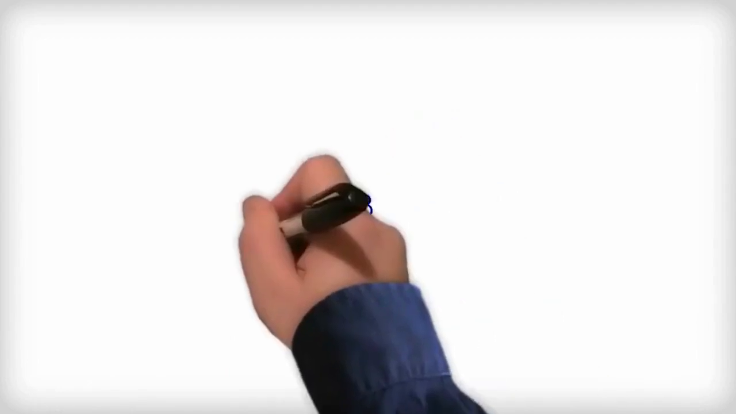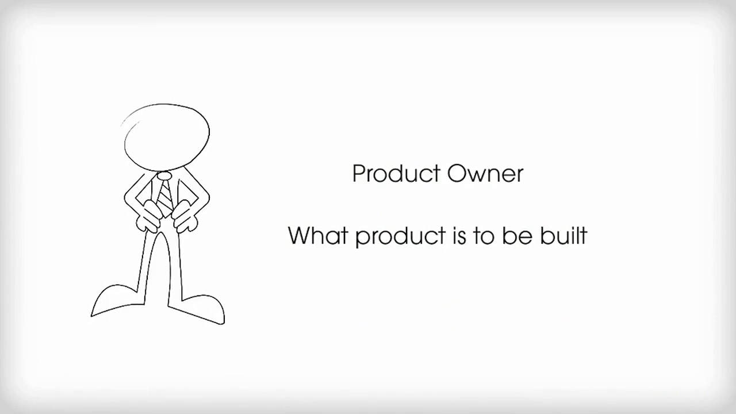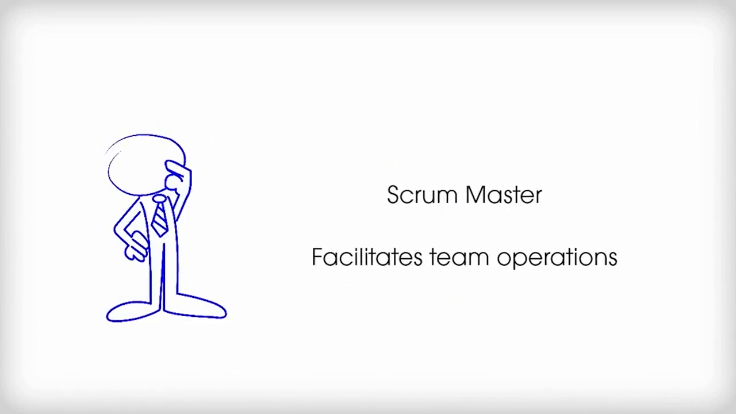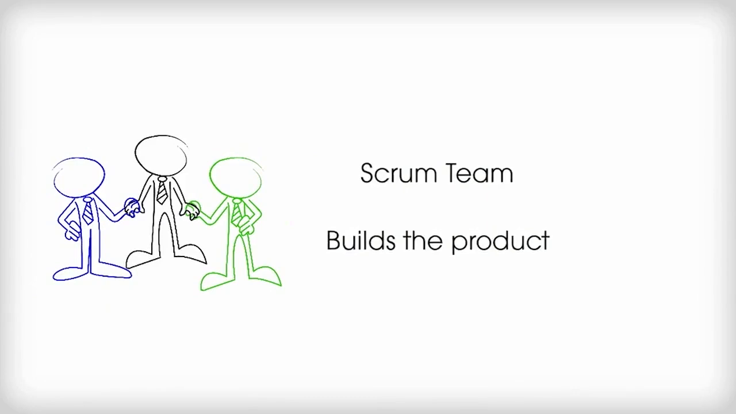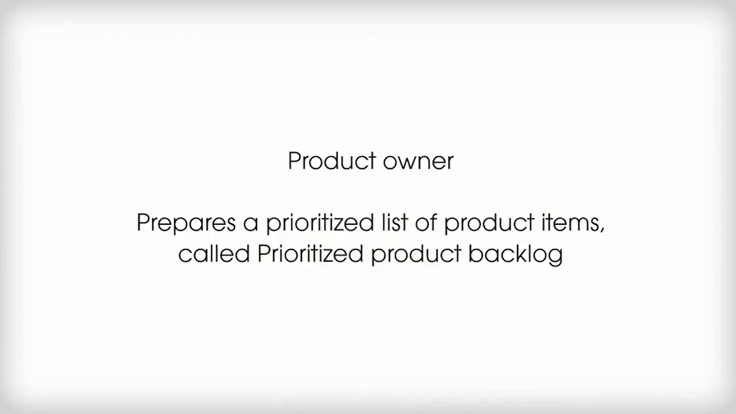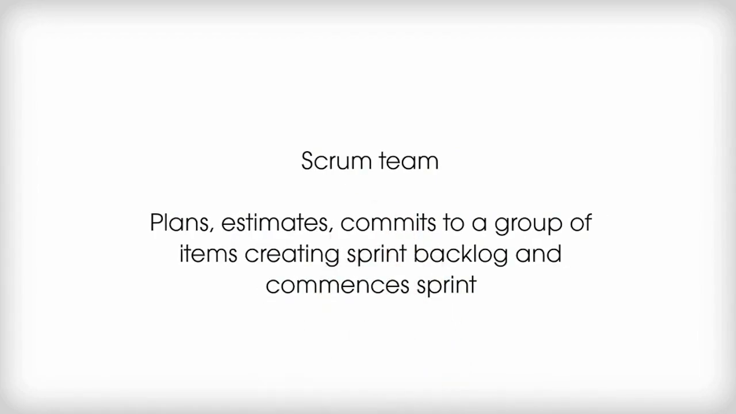Now that we know what Kanban is, let me give you a brief introduction to Scrum. Scrum has three important roles: the product owner, who prioritizes what product is to be built, a Scrum Master who facilitates team operations, and a development team, the Scrum team, who build the product. The work is done in 1 to 6 week increments called sprints. First, the product owner prepares a prioritized list of product items, called the prioritized product backlog.